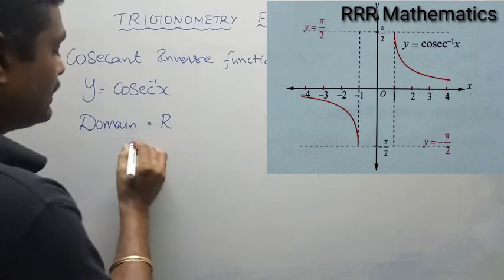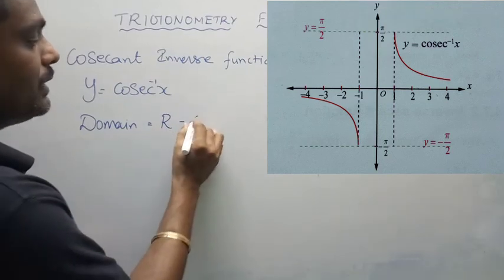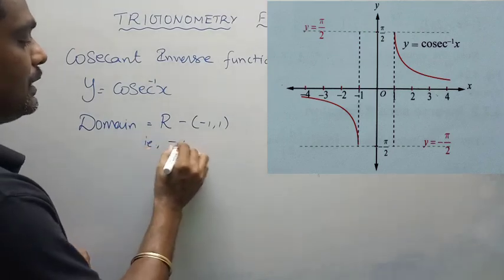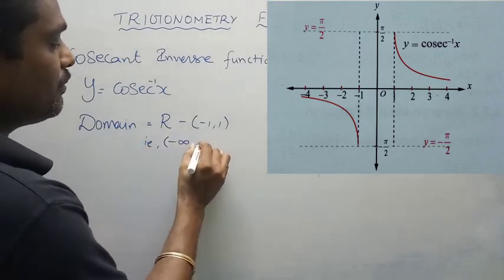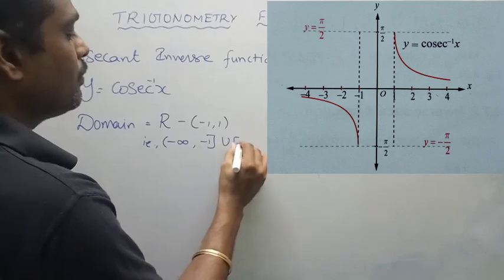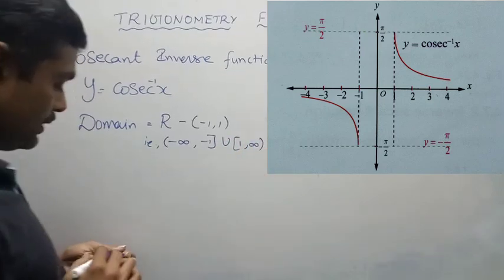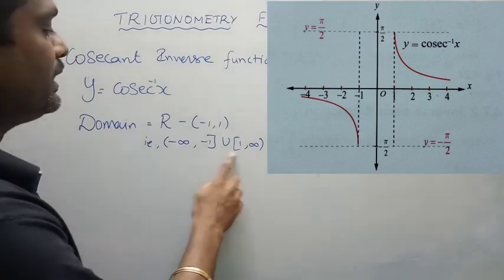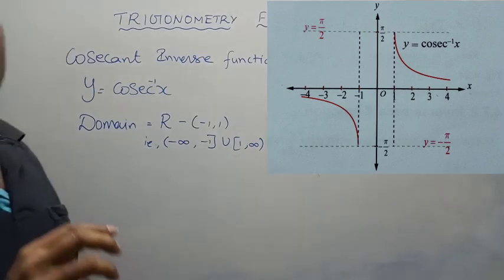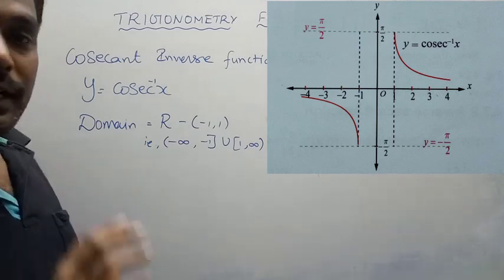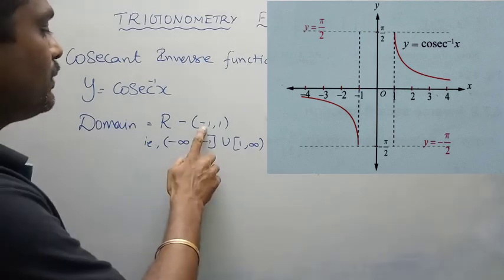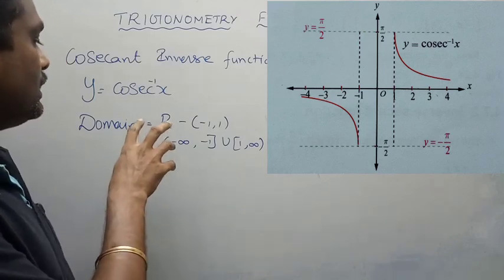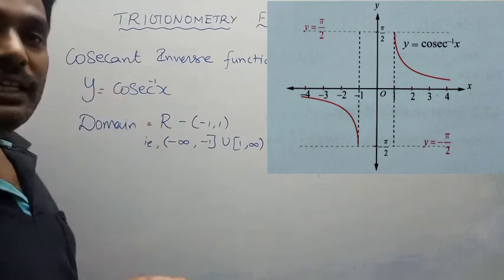So the domain is the set of all real numbers removing -1 to +1, that is, it takes all values from -∞ to -1 and from 1 to infinity. It is open at -∞ and +∞, and closed at -1 and +1. So the domain is the set of all real numbers except -1 to +1. This is the domain for cosecant inverse x.